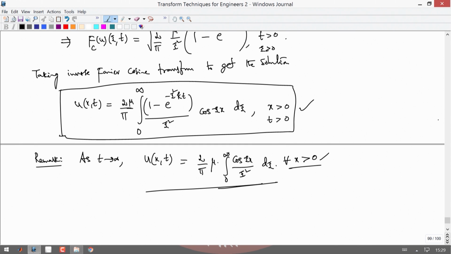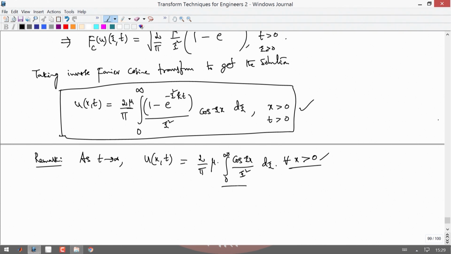At x equal to 0, cos xi x is 1, so 1 by xi square integrates to minus 1 by xi, from 0 to infinity. So, that is infinity, right. That is expected. I think this is going to be infinity. So, this integral is not a convergent integral. If you fix x, I think it is going to be infinity.